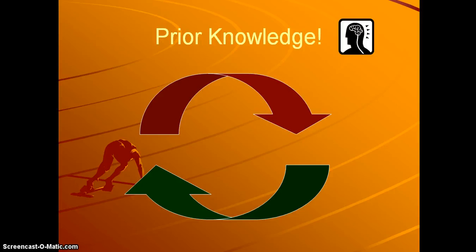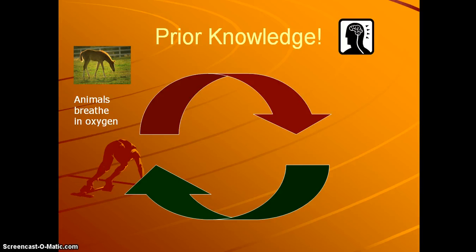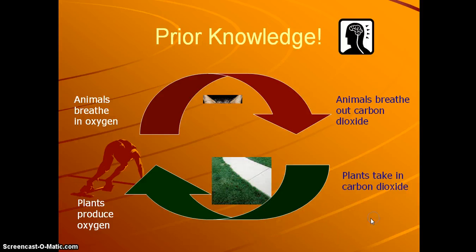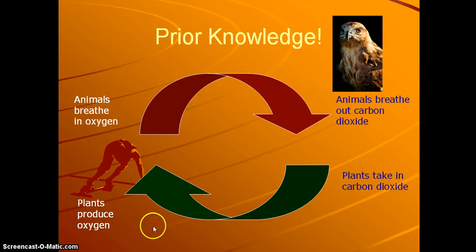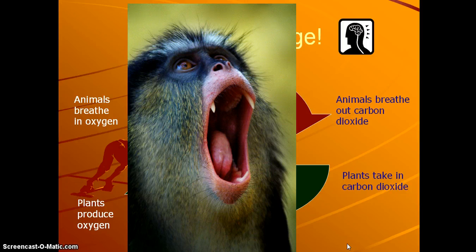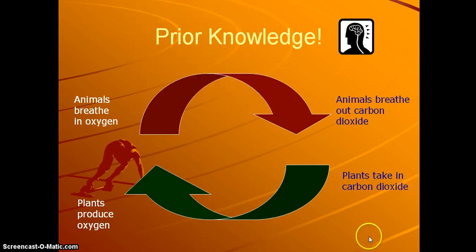So let's connect to some of your prior knowledge. What have you learned prior to this year, prior to this video? Well, at some point you learned that animals breathe in oxygen, like a horse is an animal. And then animals breathe out carbon dioxide, right? So what happens next? Well, then that carbon dioxide is used by plants. They take that in, okay? And then those plants give off oxygen. And then the animals breathe in that oxygen, and then the plants take in the carbon dioxide that the animals breathed out, and then the plants give off oxygen, and the animals breathe in the oxygen, and so on. Alright, we'll stop there.